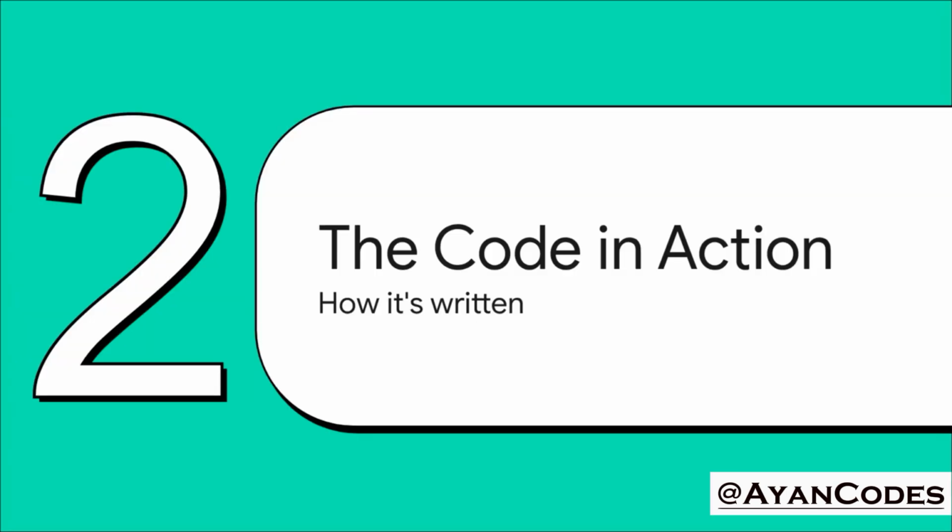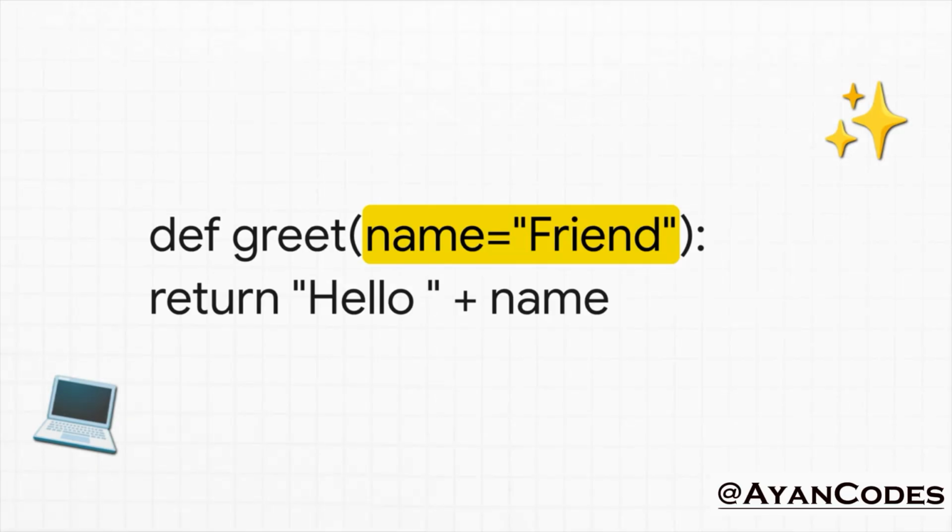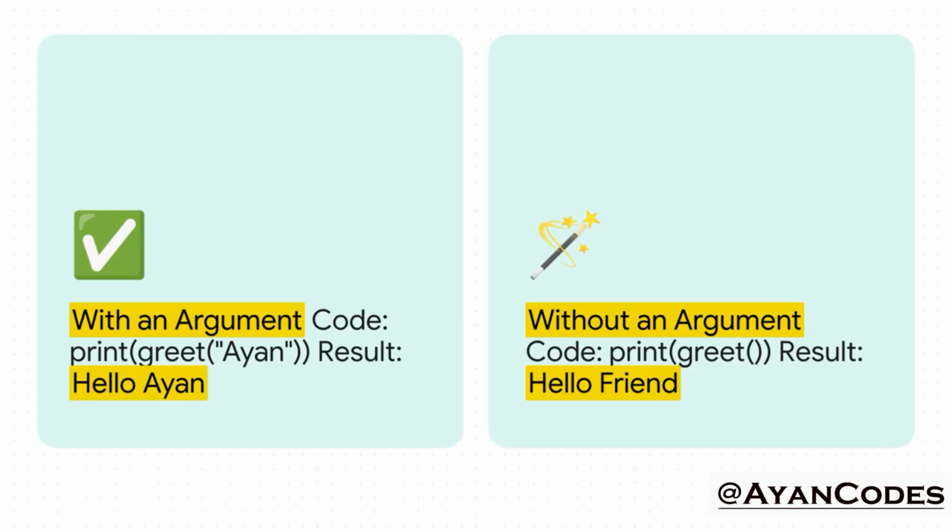Okay, theory is one thing, but seeing it in code is where the light bulb really goes on. So let's take a look at how you actually write this. You're going to see it's incredibly simple. So look at this simple greet function. The magic, the whole secret sauce, is right there inside the parentheses. name equals "friend". That's it. By setting name equal to "friend", we're giving the function its backup plan. We're telling Python, hey, if anyone calls this greet function and doesn't give you a name, just use the word "friend".